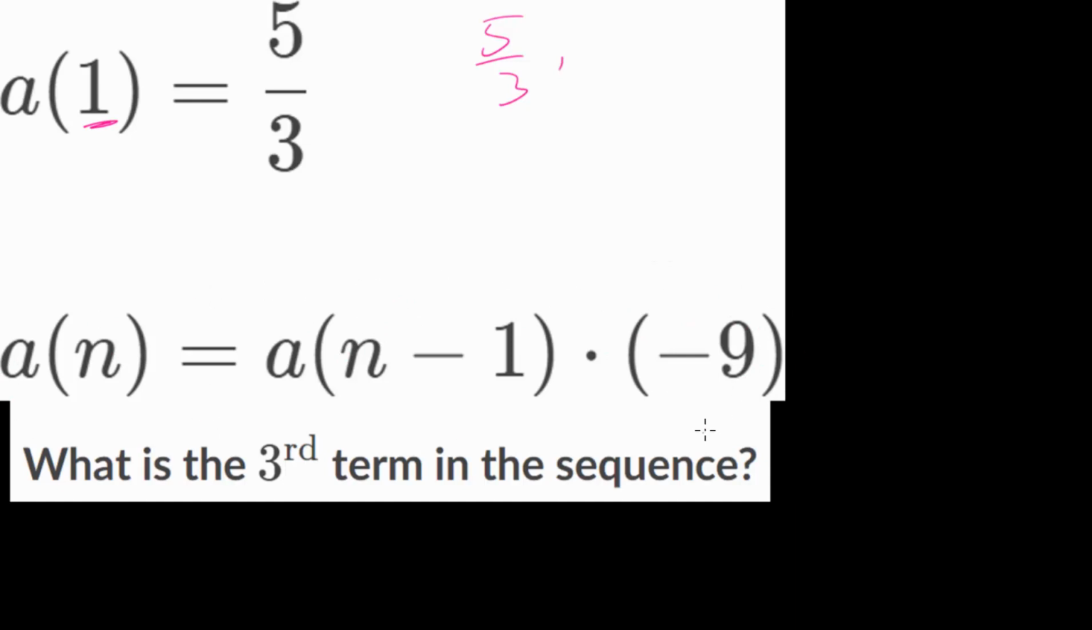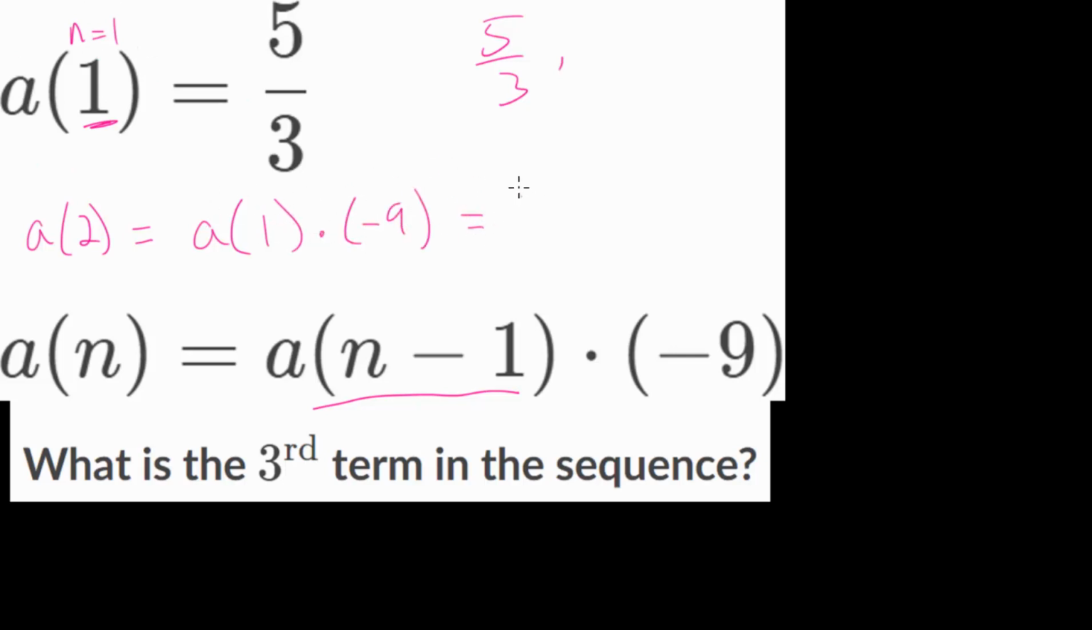This is a formula that will tell us what the next terms will be. Essentially, if we know the previous term, that's this right here, we can multiply that by negative 9 to get the next term. And in this case, we know the first term. So if we're looking for, let's say, the second term, we can plug in n is equal to 2. And for the right-hand side of this recursive formula, we will get 2 minus 1, which is just 1.